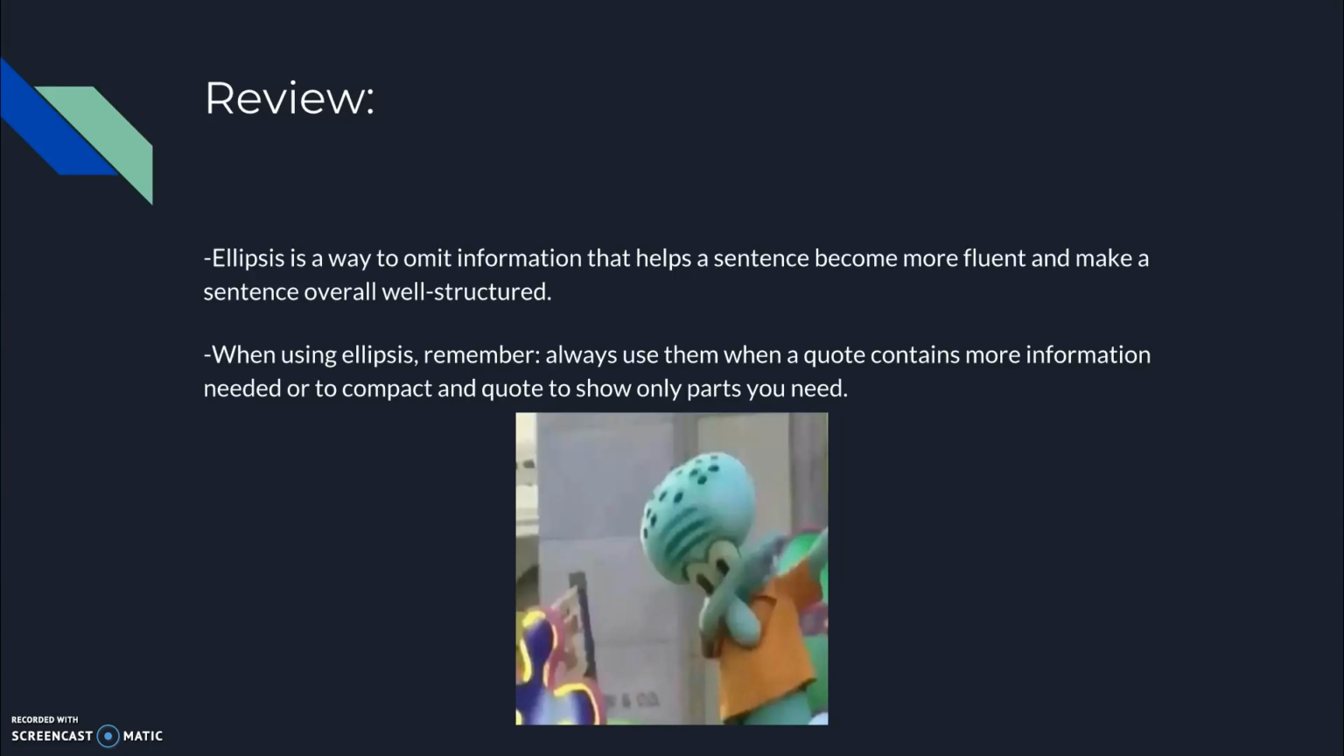And just a quick review, an ellipsis is a way to omit information that helps the sentence become more fluent and makes the sentence overall well structured. Just a quick review of the definition. And when you use it in an example, so when you use the ellipses, remember, always use it when a quote contains more information than needed, or to compact the quote and only show the parts that you need.